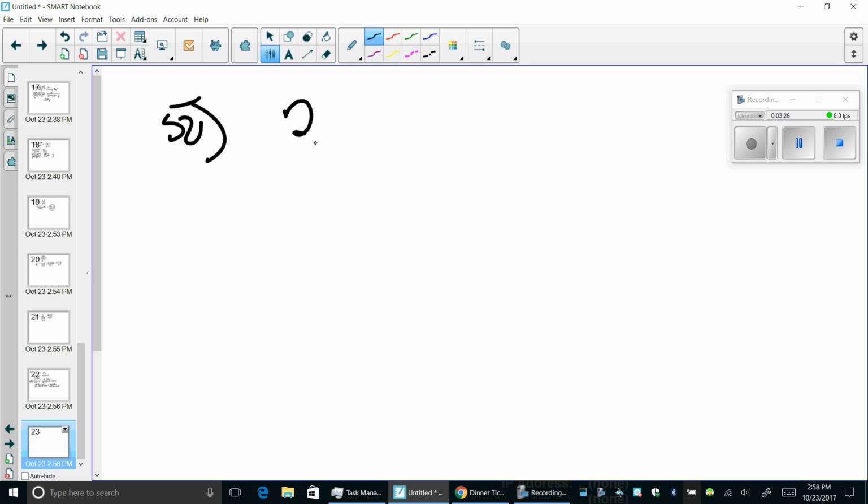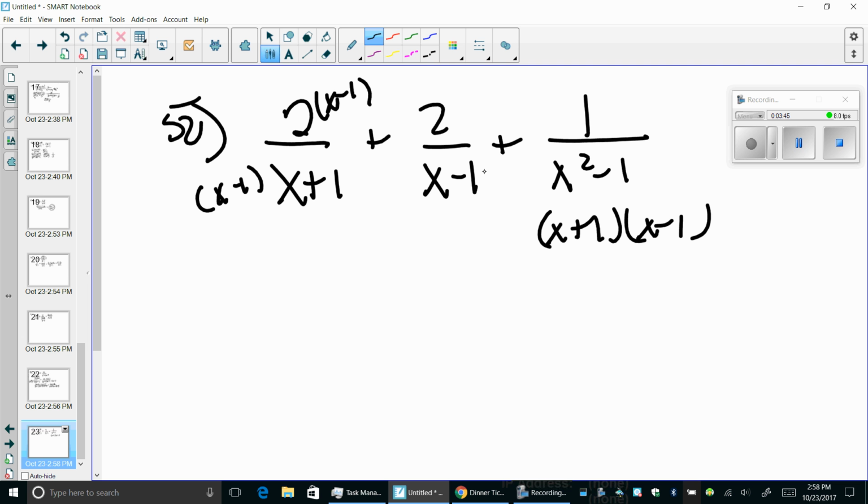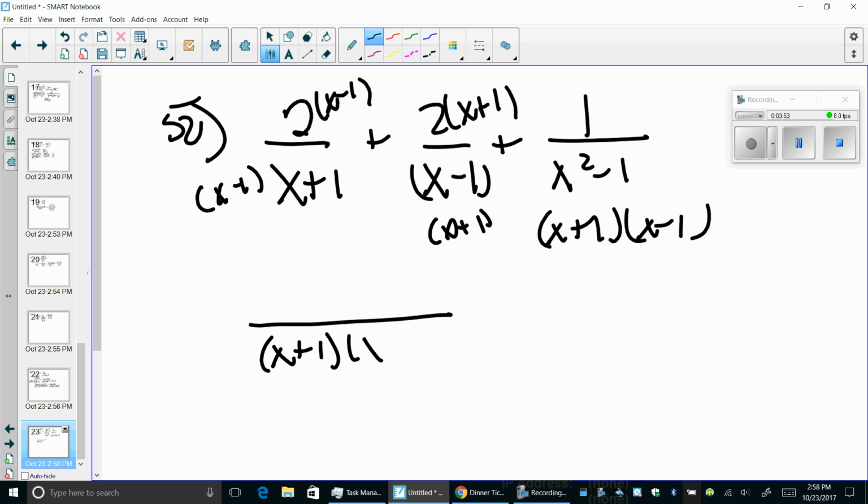52 is 2 over x plus 1 plus 2 over x minus 1 plus 1 over x squared minus 1. X squared minus 1 is x plus 1, x minus 1. That's the same thing. So if you look at the denominators, this one needs an x minus 1. This one needs an x plus 1. And this one doesn't need anything. It's already got both of them. So my denominator is x plus 1 and x minus 1.